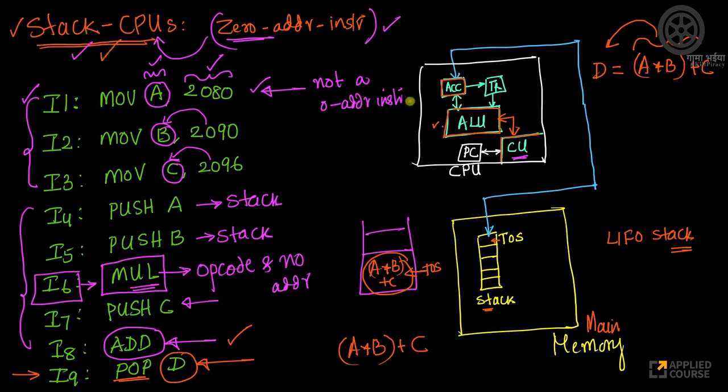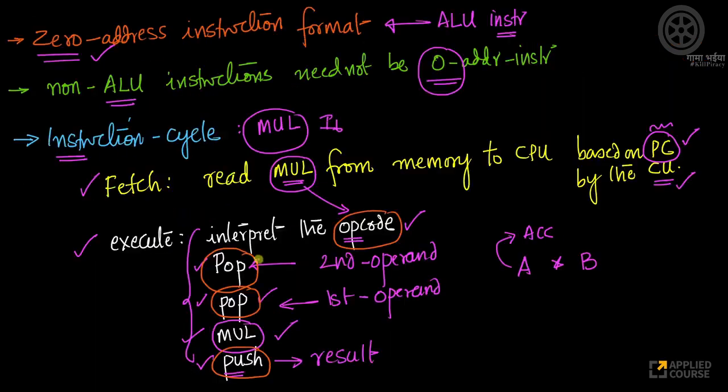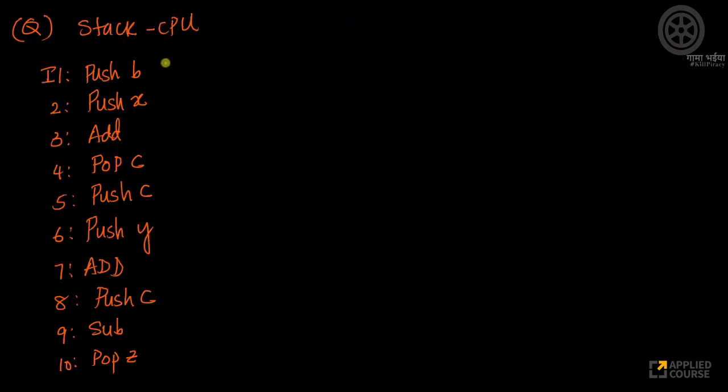The most important thing about a stack CPU is all arithmetic and logical operations are performed using the accumulator and the temporary register by having all of your operands on the stack itself and using your operators or your opcodes to be zero address instructions. This is how this whole thing works. Very simple logic here. Now let's look at a simple problem here.